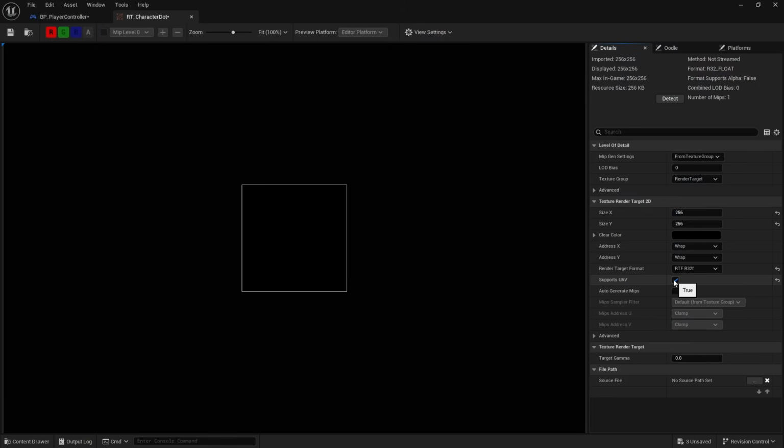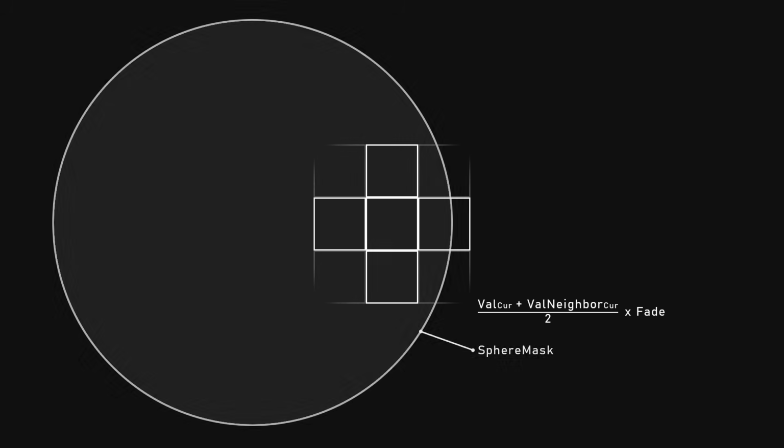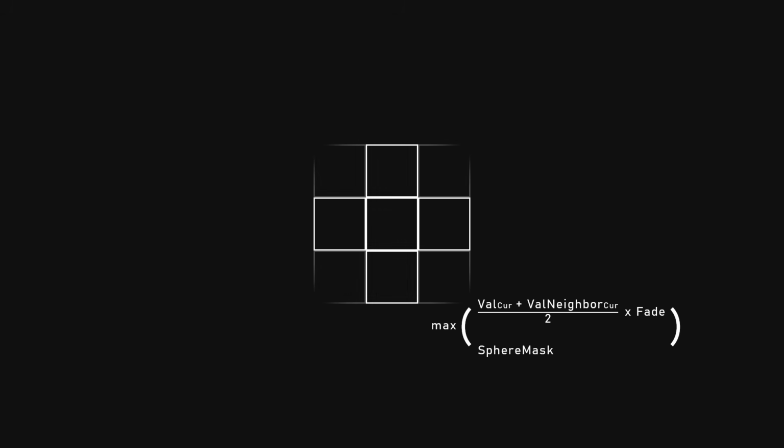We already have a UAV that allows both read and write access to this render target. So in theory, we could read the render target's current value in a compute shader, sample neighboring pixels to perform the blur, fade it out, and then, in that same compute shader, compute the new sphere mask, composite everything together, and write out the new value, right? Well, no, not really. This would cause issues because of race conditions.